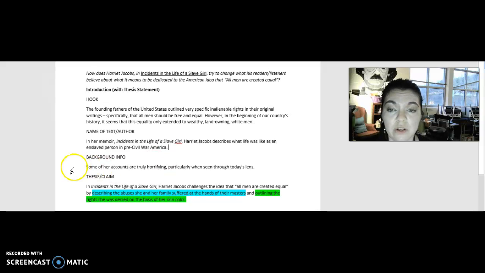Next, what you'll want to do is include a little bit more background information. For example, this sentence reads, "Some of her accounts are truly horrifying, particularly when seen through today's lens." These two sentences work in conjunction with one another. However, they do serve two separate purposes.